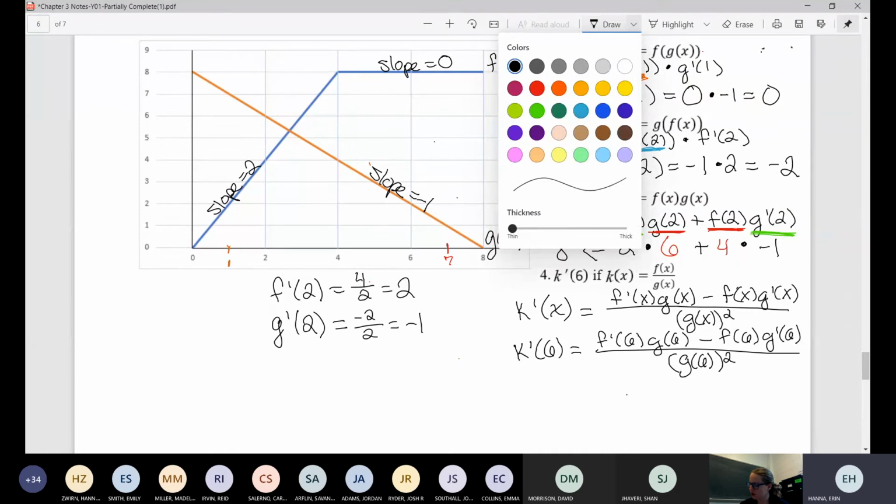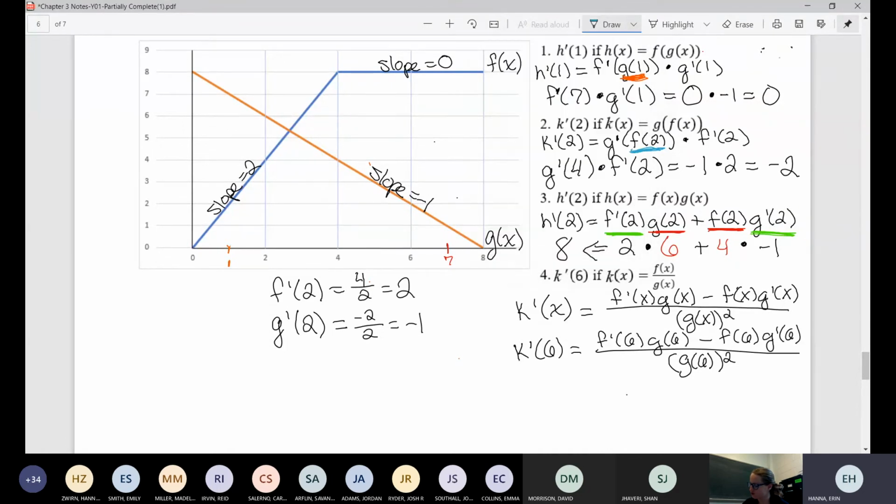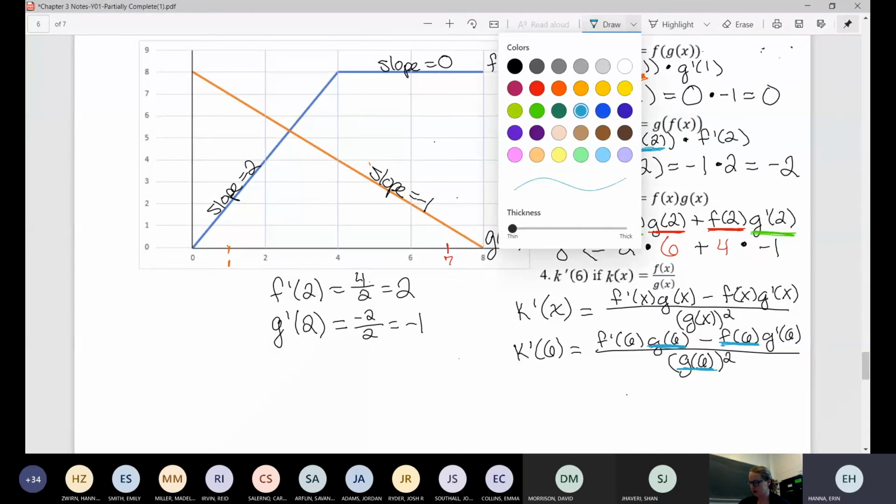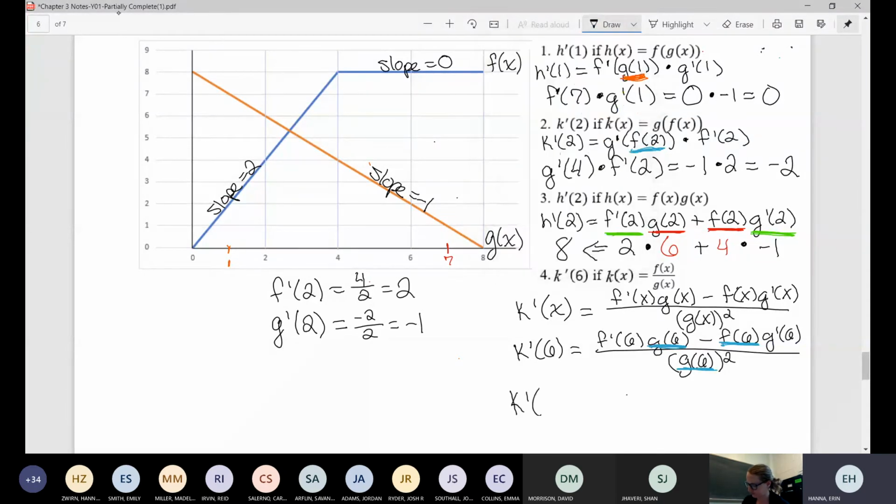Let me find all of my generic values first, the actual y values. We have 3 y values here, well, technically 2. We need to find g of 6 and f of 6. So let's find those first. G of 6: where is g? Go over to the y value. What's the y value at x equals 6 of g? It's 2. So g of 6 should be replaced with 2.